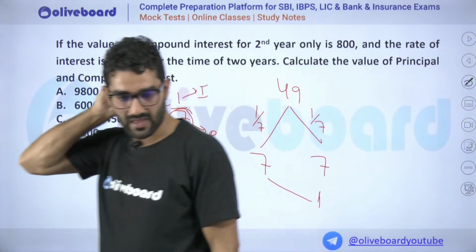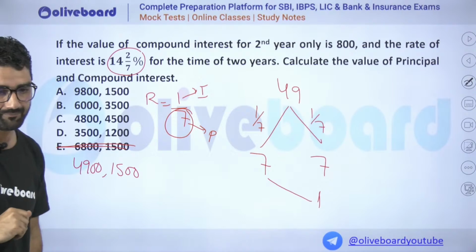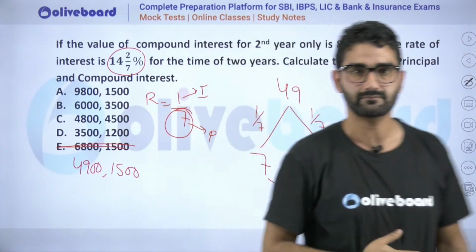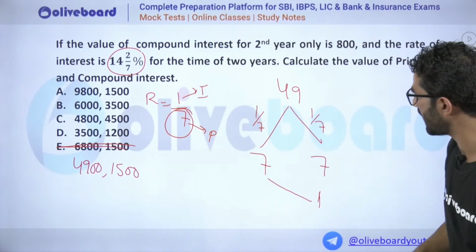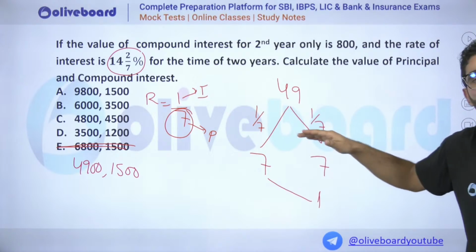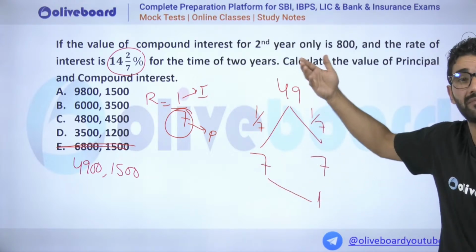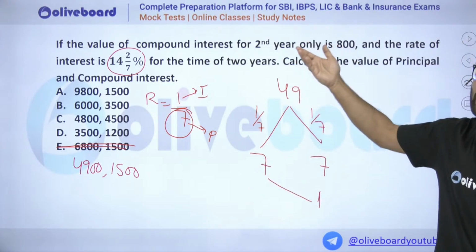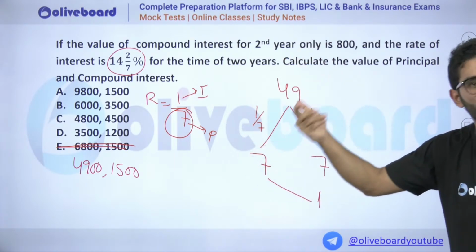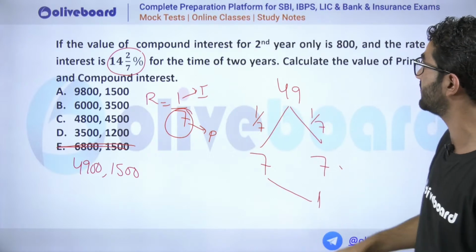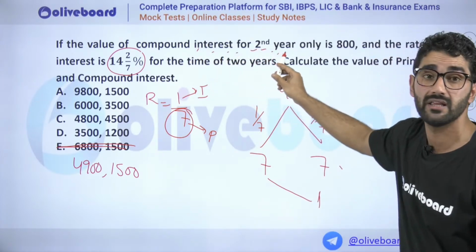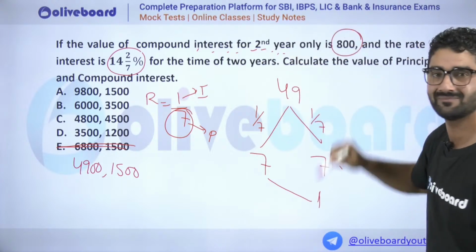Now going for the question, my dear. How much we have to calculate? If you see the question, what we have given: 7 plus 7 will be 14. That will be simple interest for first year, that too will be compound interest for second year, and this total is compound interest for all 2 years together. But the data is given that compound interest for second year only is 800.